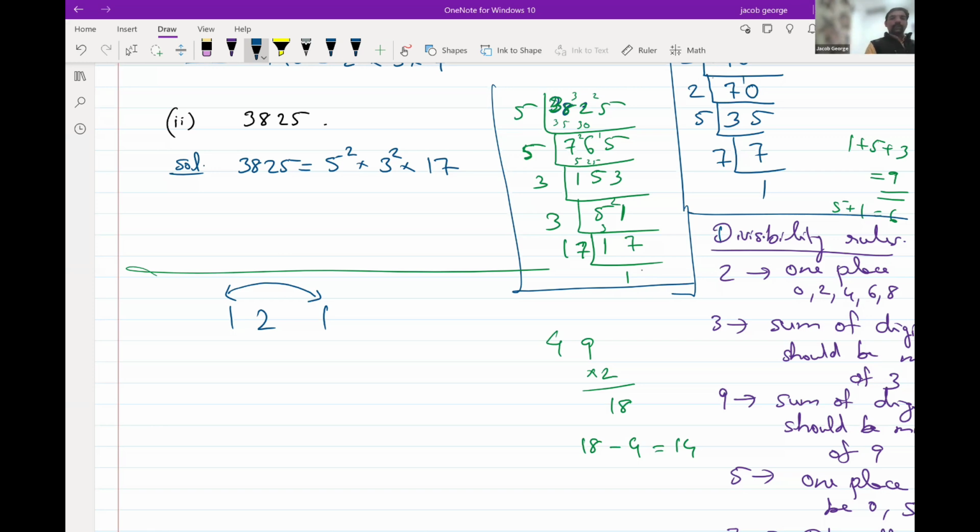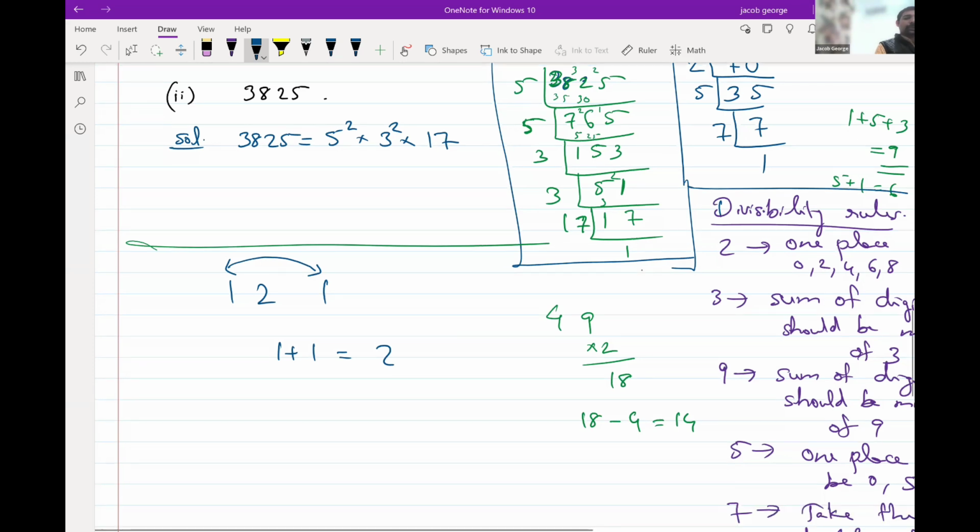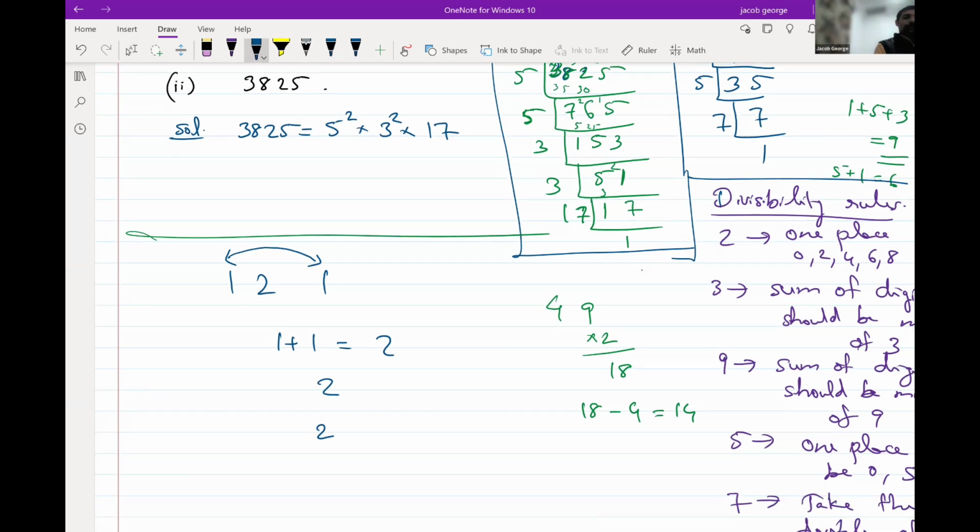Okay. So we take this one, 1 plus 1. What is 1 plus 1? 2. Then even place also it is 2. Then take the difference of this, 2 minus 2. What is 2 minus 2? Like this, if it is 0 or multiple of 11, then it will be divisible by 11. Got it? If it is 0 or multiple of 11, then it will be divisible by 11.